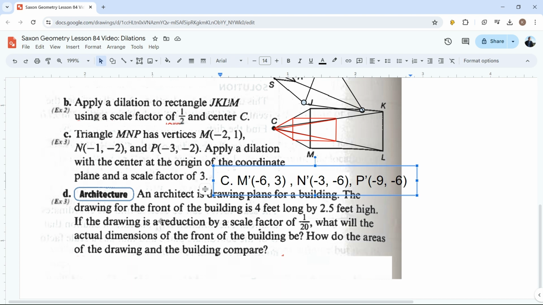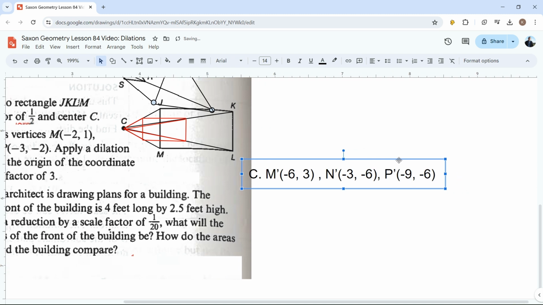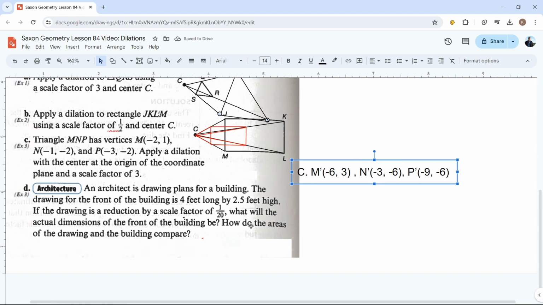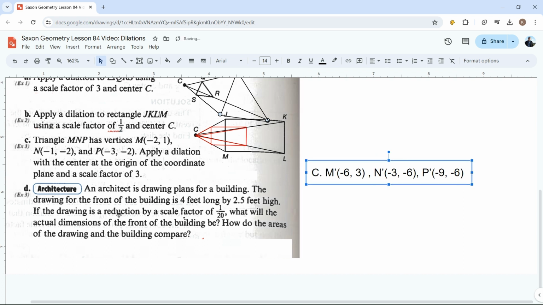The drawing for the front of the building is 4 feet long by 2.5 feet high. If the drawing is a reduction by a scale factor of 1/20th, what will the actual dimensions of the front of the building be? Okay, so we took the original length, whatever it is, we multiplied it by 1/20th, and we got 4 by 2.5. All I need to do is undo that dilation, that reduction, and all I'm going to do is multiply each side by the scale factor, because they're similar, right?